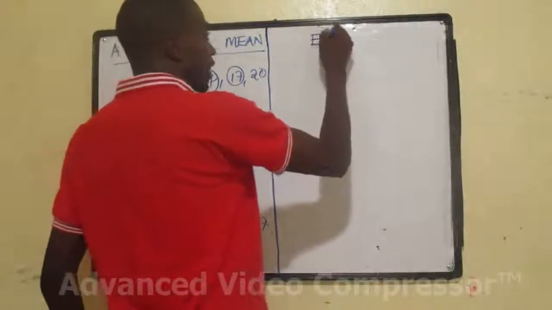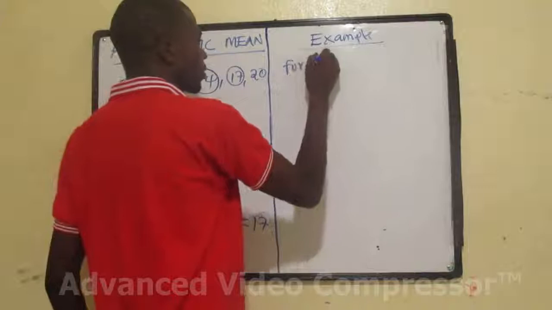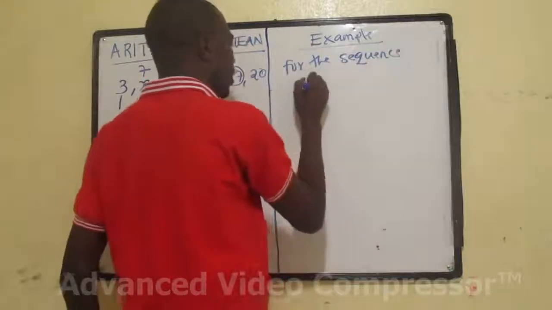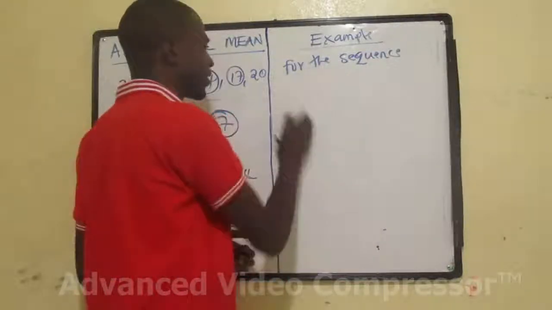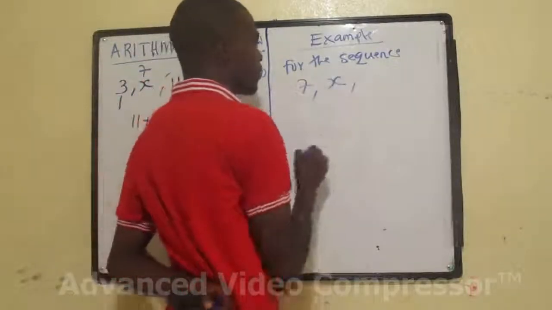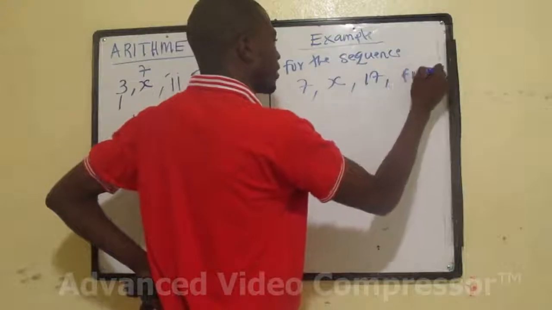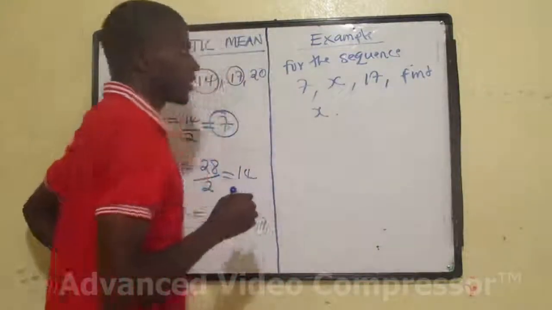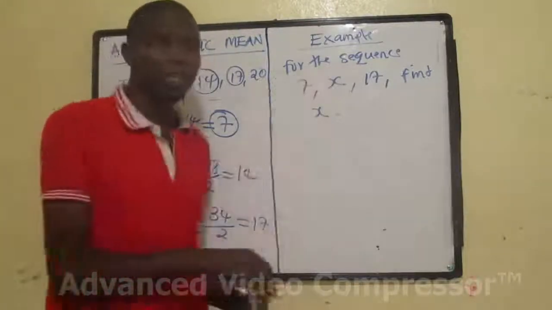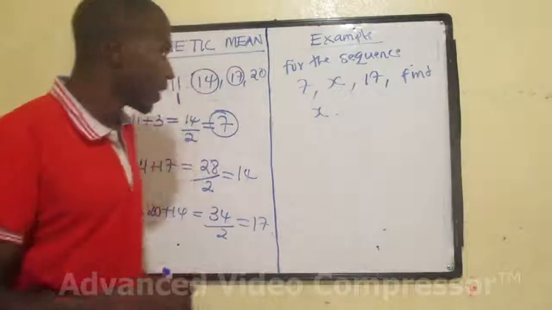Let me give an example. Imagine I have a sequence: 7, x, 17. Find x. This sequence is an AP. These are the first 3 terms of an AP. How do I find the value of x?